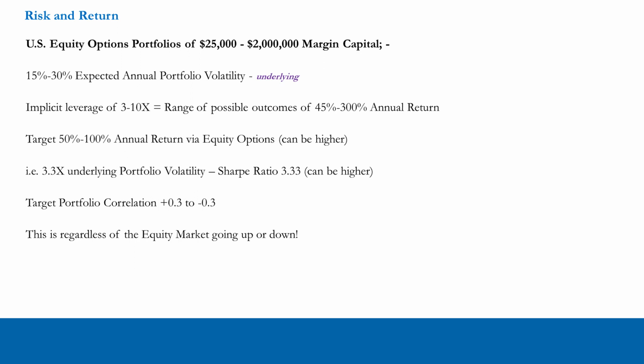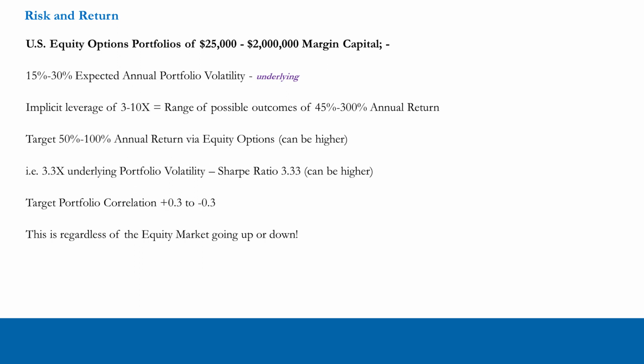Okay. In terms of portfolio correlation, we're targeting a positive 0.3 to negative 0.3, somewhere in that range, but we're likely to be around 0 with a small positive most of the time. Now, remember, this is in a long-short portfolio management equity options context. It's regardless of the equity market going up or down.